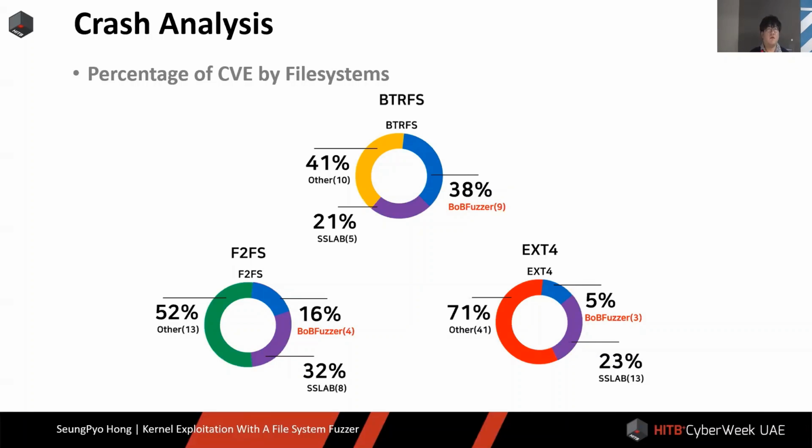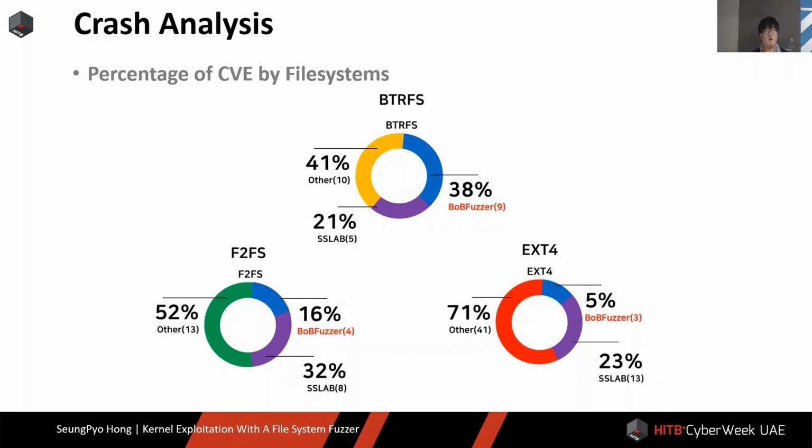The following is the percentage of CVEs we obtained per file system. The number of CVEs that we reported was a total of 16, which is small, but it can be seen that they occupy a significant portion of the CVEs relative to each file system. This means that there is not much research on the vulnerability of file systems. It would be nice if additional research on file systems was done in the future.